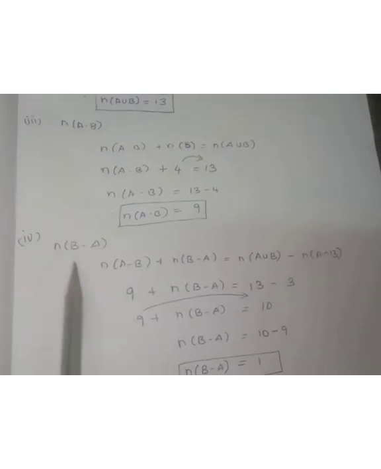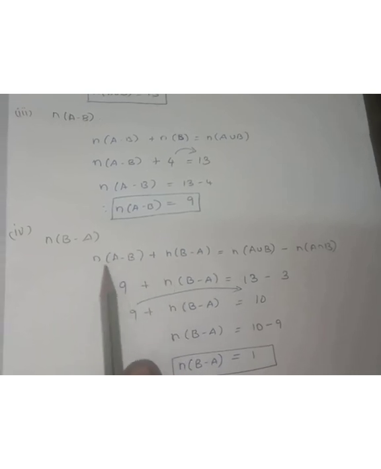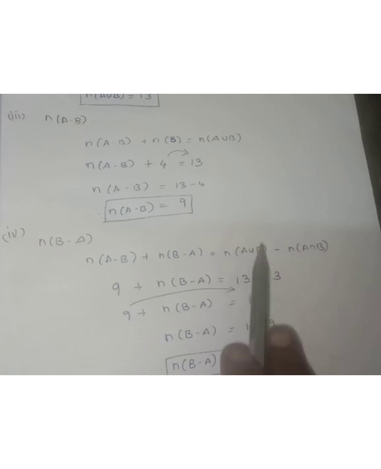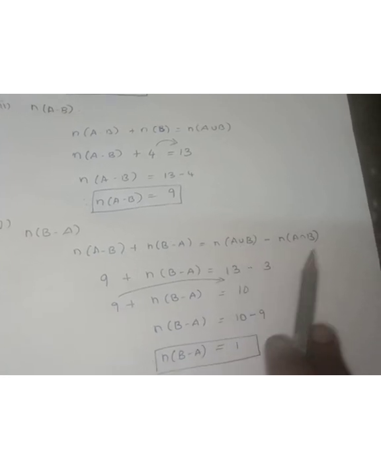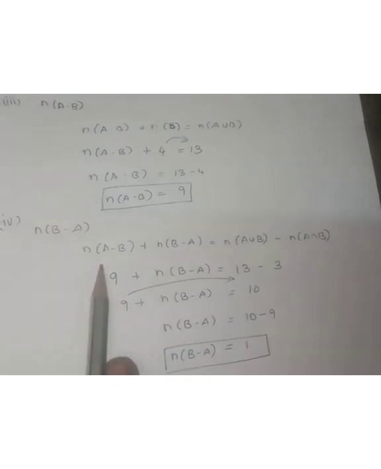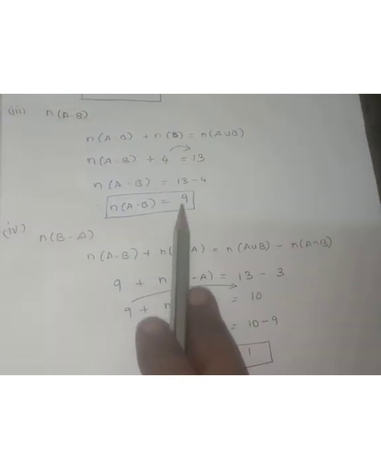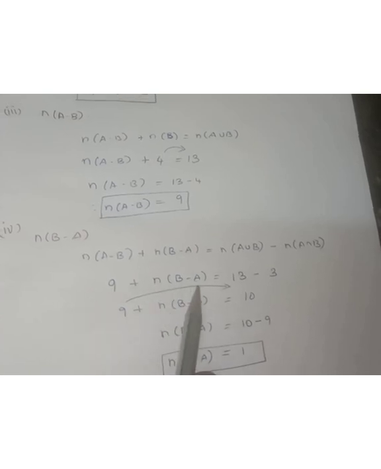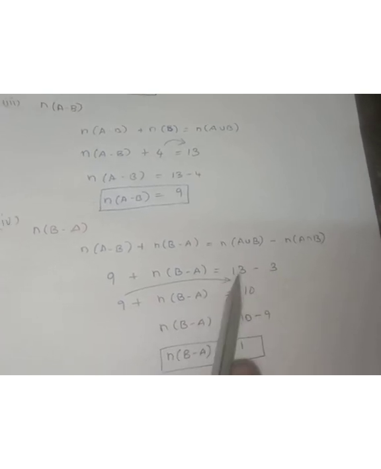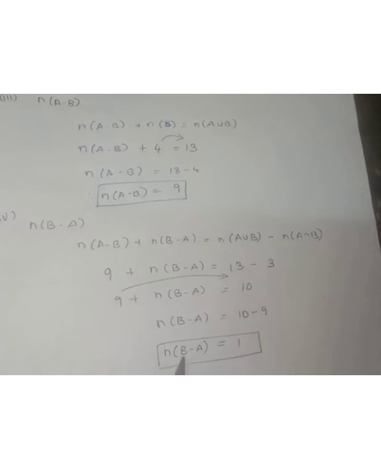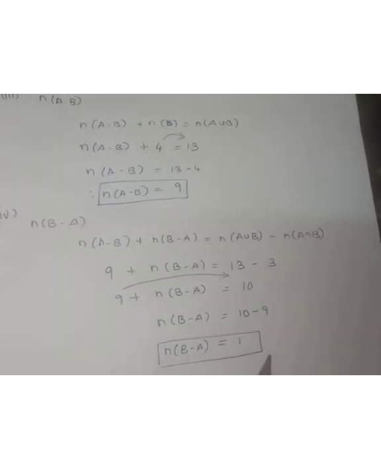The next one, fourth subdivision, n of B minus A. So this one also having the formula: n of A minus B is added to n of B minus A, it's equal to nothing but n of A union B minus n of A intersection B. Everything you know without this one. So this one substitute 9 is the answer. In before sum you found the answer of this. So using that, 9 plus n of B minus A is equal to 13 minus 3. 13 minus 3 you get 10. This 9 goes to outside. 10 minus 9 you get 1. So n of B minus A value is 1.